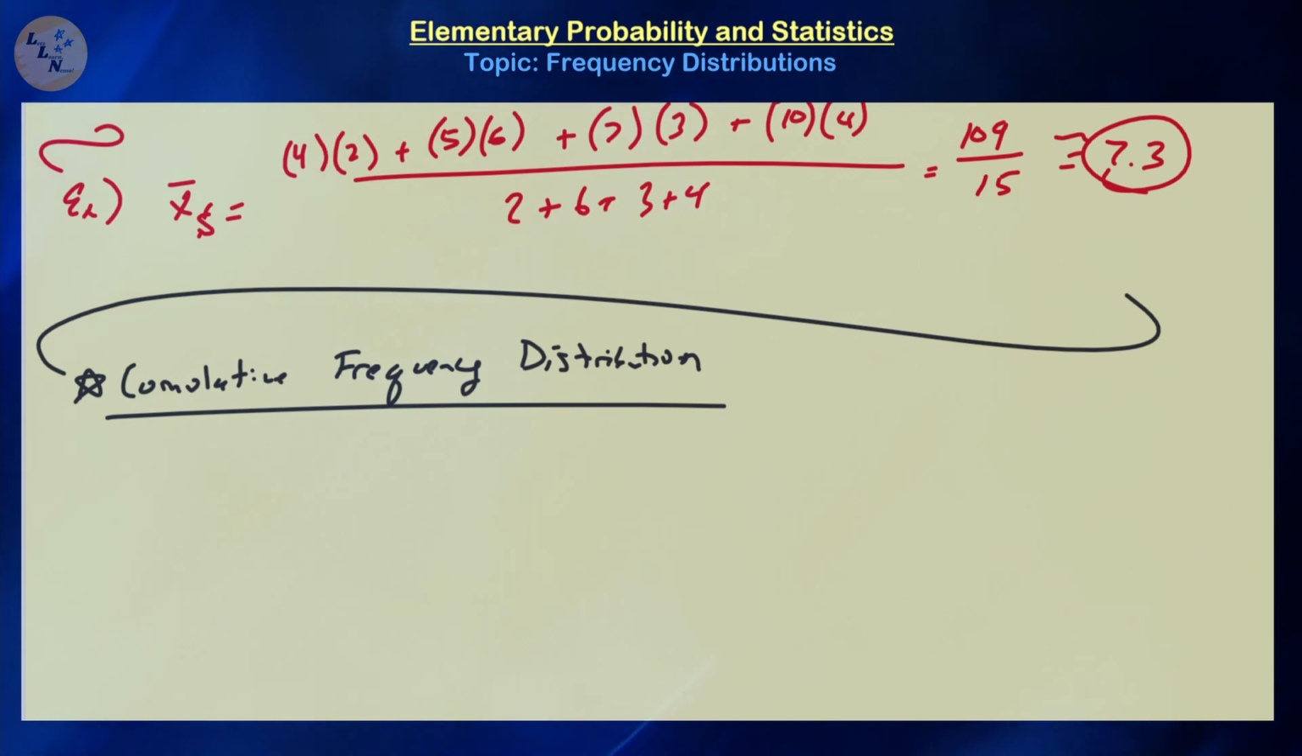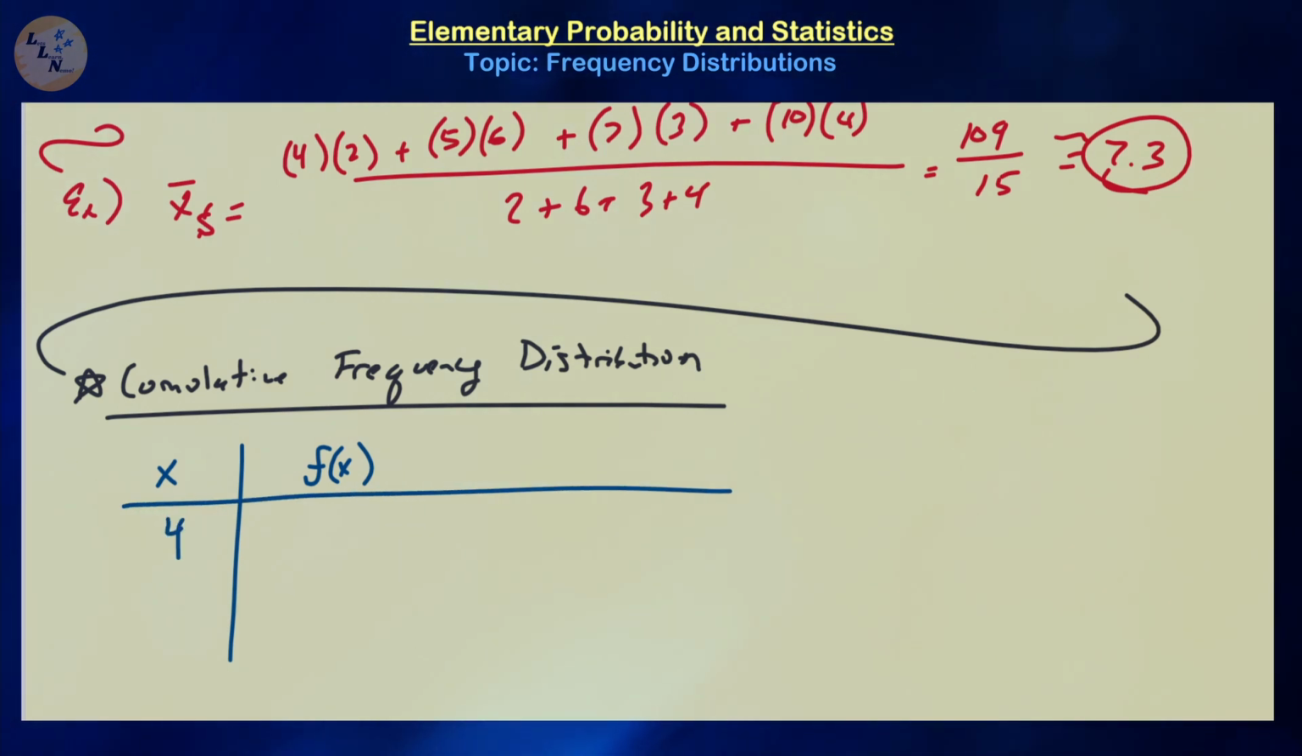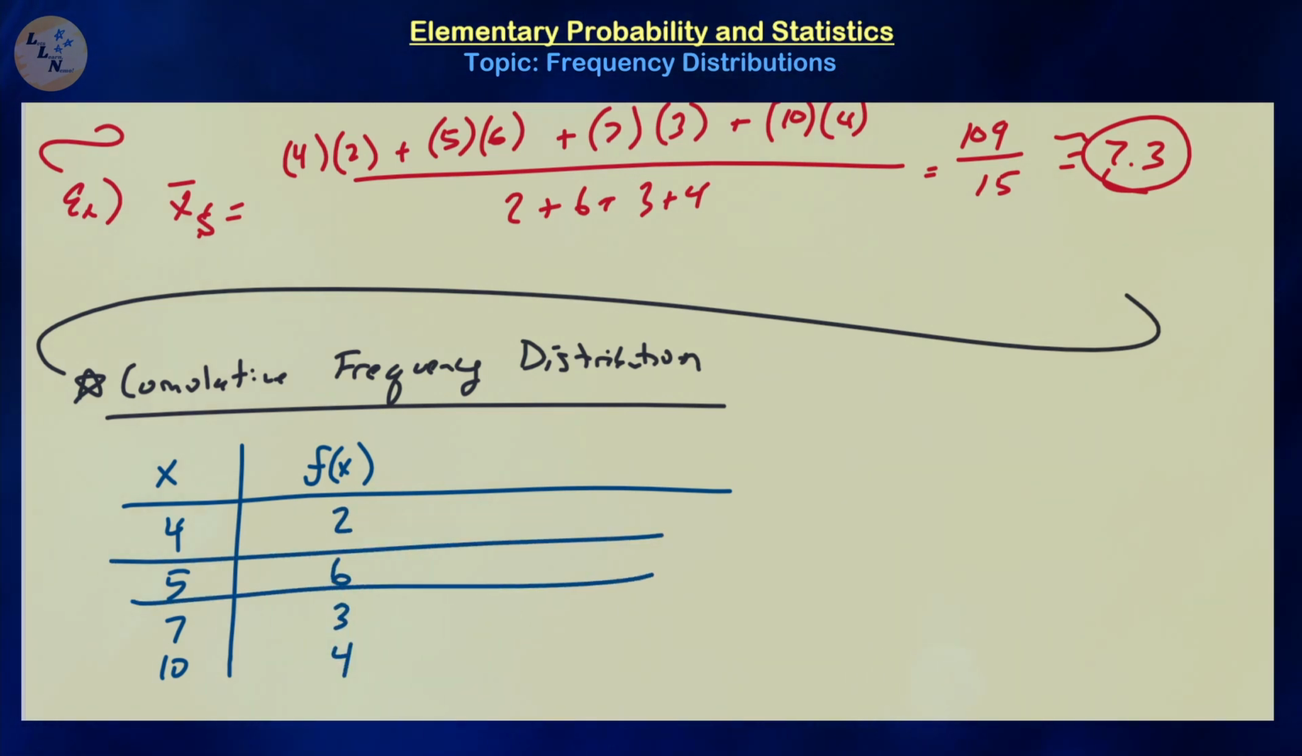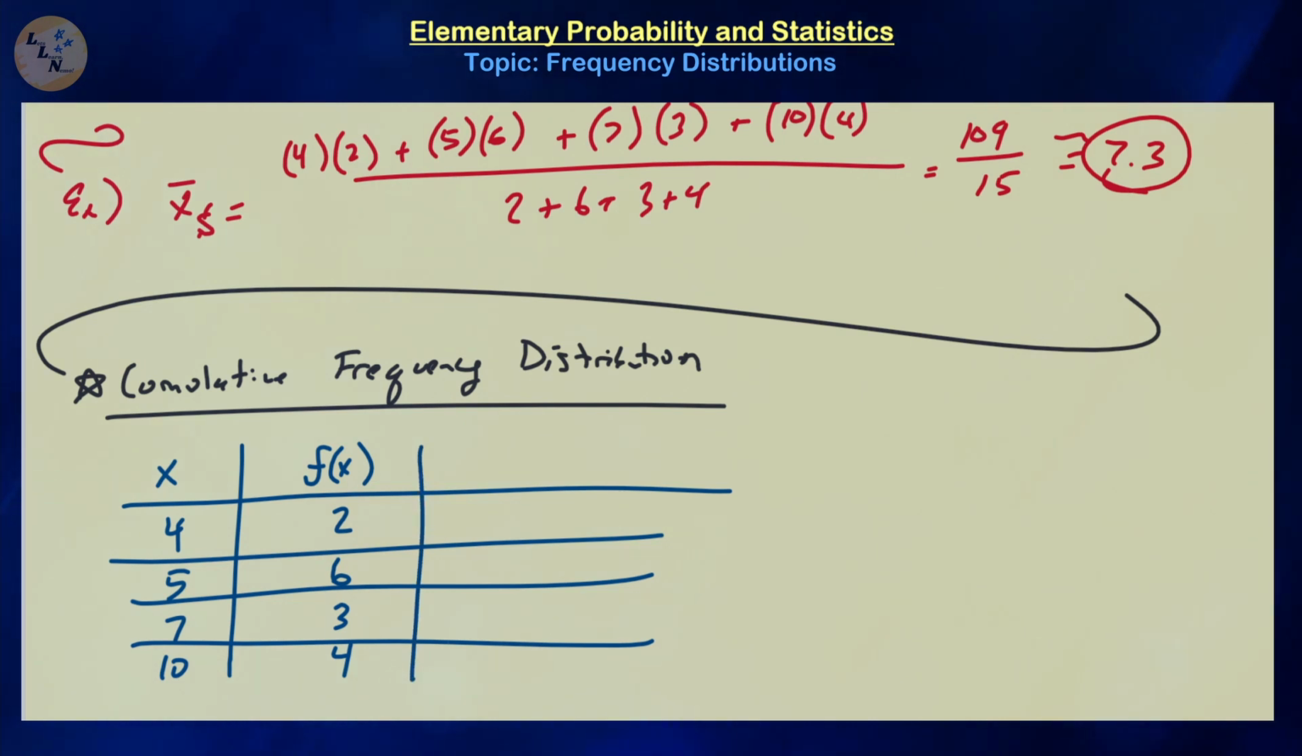So let's start off with our particular frequency distribution that we have. So x and f of x. We're going to have 4, 5, 7, and 10 with corresponding frequencies 2, 6, 3, and 4. The cumulative frequency distribution I'm going to abbreviate by capital F of x. What the cumulative frequency distribution of a function is, is it is equal to the frequency value of x plus the sum of all of the frequency values that precede it.